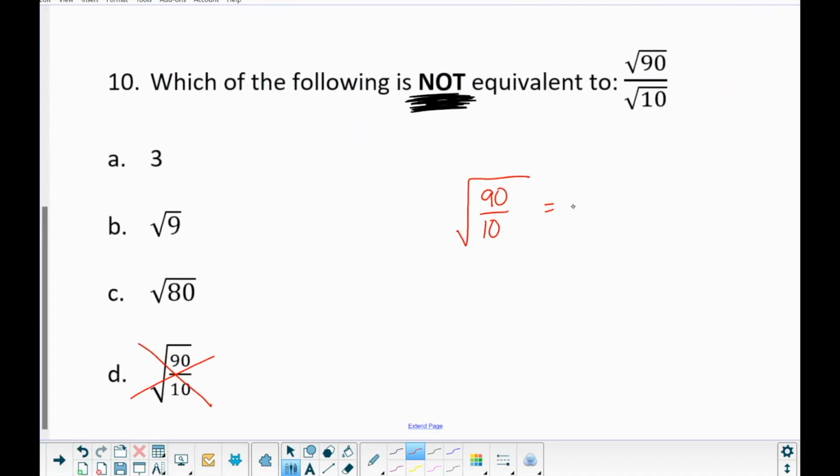Now let's do 90 divided by 10. Square root of 90 divided by 10 is 9. Well, square root of 9 is here as well. And we already know the square root of 9. Square root of 9 is 3. So I also know that is not an option. So my final answer is going to be C. Square root of 8.